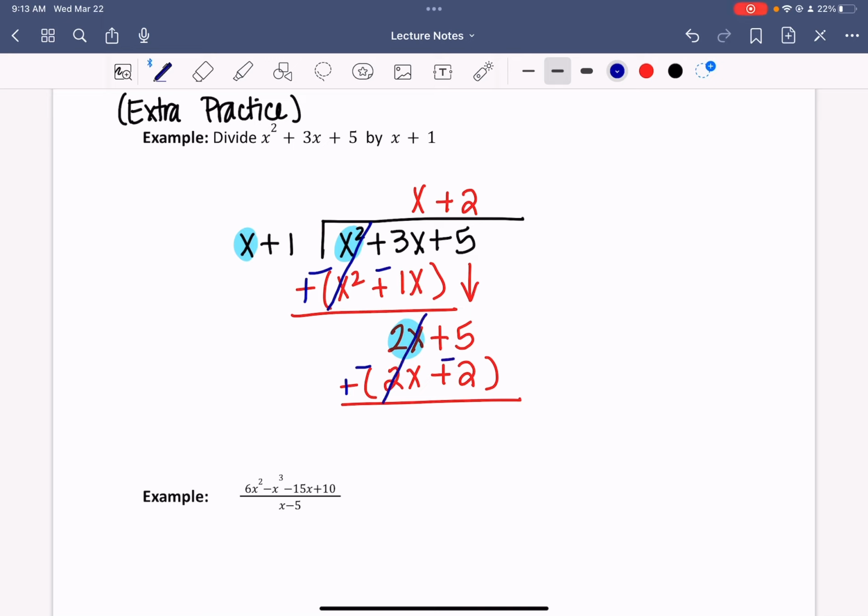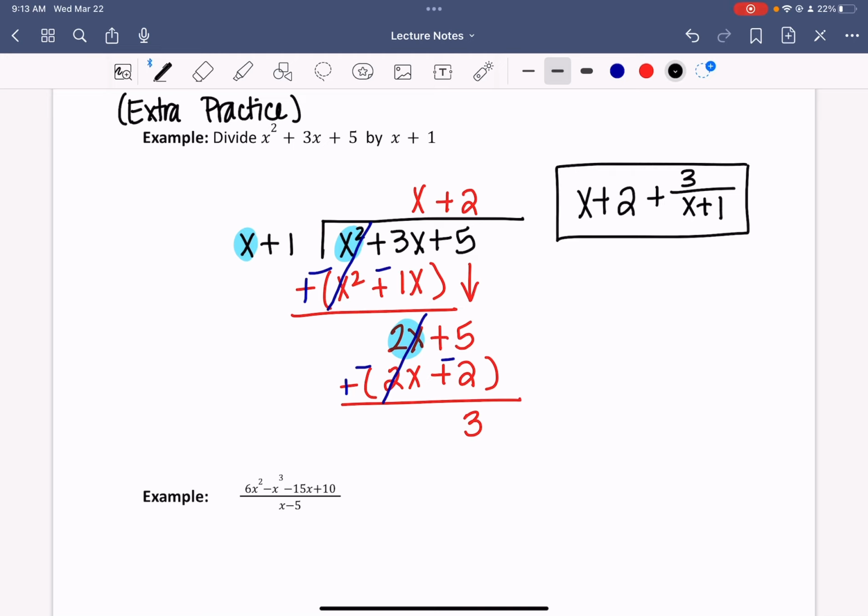This would cancel. It always should cancel. That's why we're picking that to cancel, leaving me with a 3. And so what is my result? My result is x plus 2 plus 3 over what we were dividing by. This is my final answer. Now that one wasn't too bad because it was just a quadratic divided by a linear function. Let's look at the next one and see what it has for us.